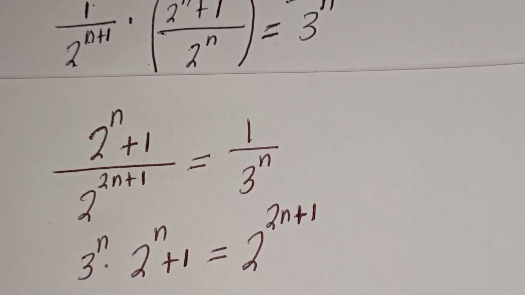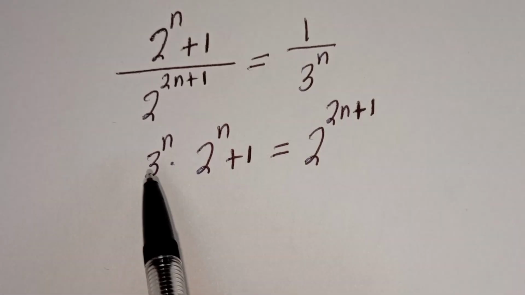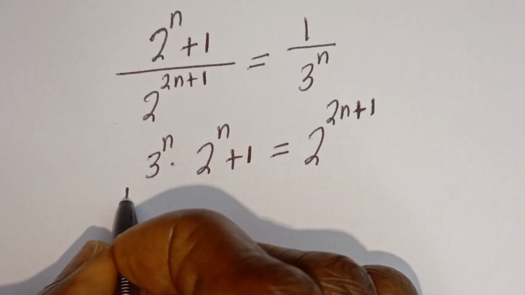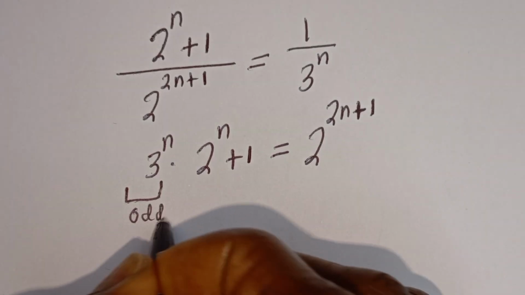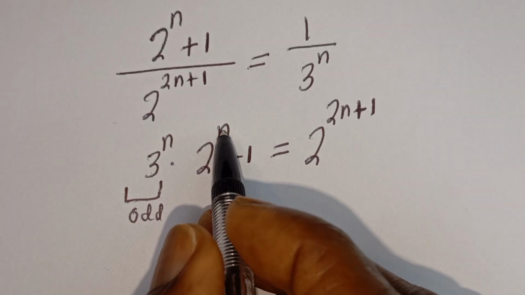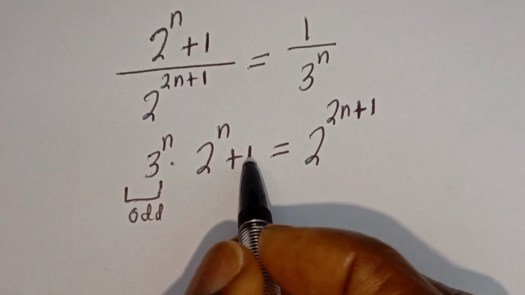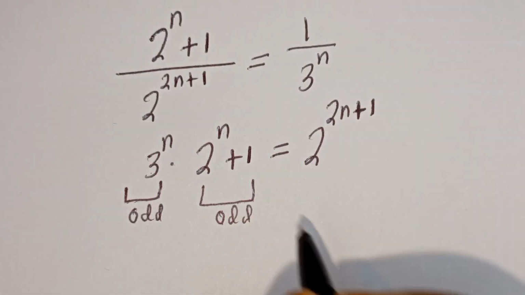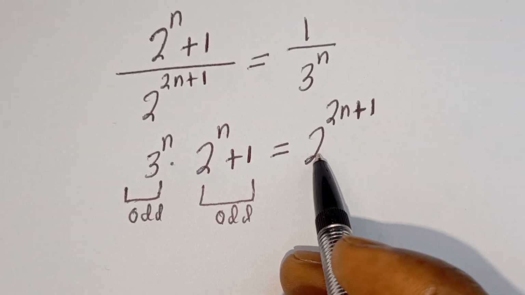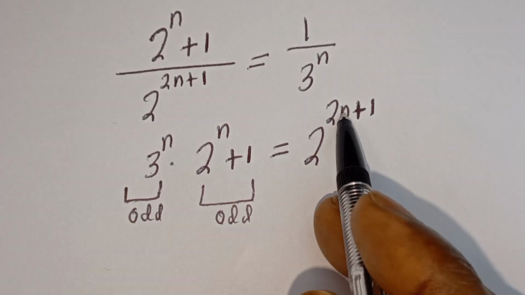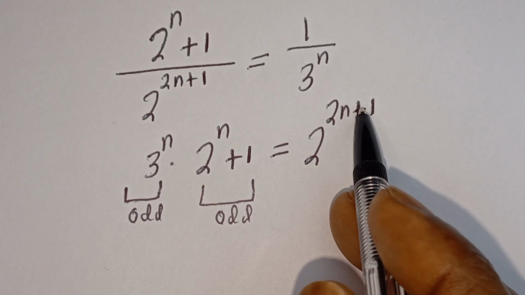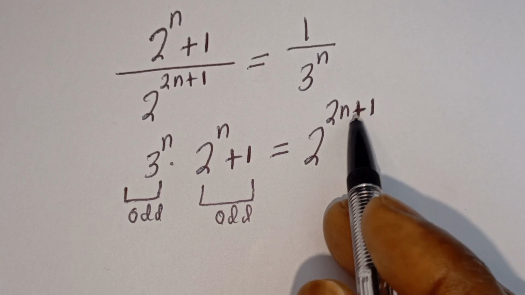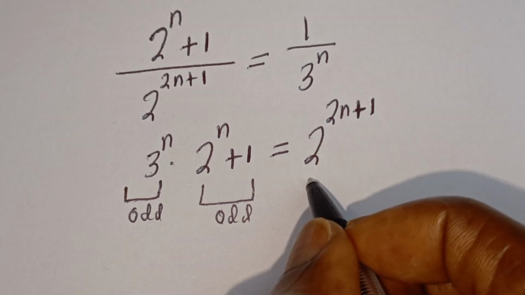Now, let's check. If n is equal to 1, we have 3 to the power of n, which is 3 to the power of 1. This is odd. Then here, if n is 1, 2 to the power of 1 plus 1, that is also 3. We have odd. And here is 2 to the power of 2n plus 1. That is 2 times 1 plus 1, that is 3. 2 to the power of 3 is even.